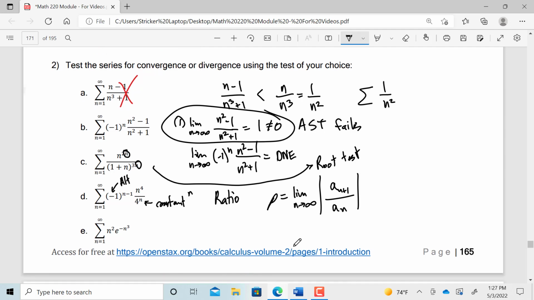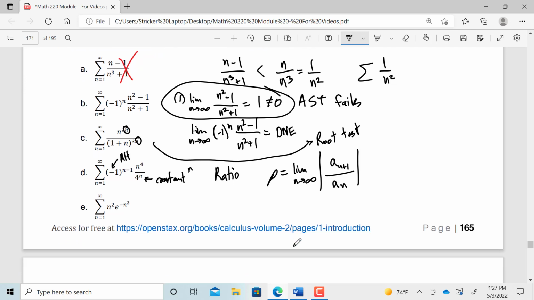The next one, if you start going through the list here, it's not a common series. It doesn't look like anything that I could easily compare with. It doesn't appear to be alternating. We don't have a constant raised to the nth power. We don't have everything raised to the nth power. We're kind of running out of options.